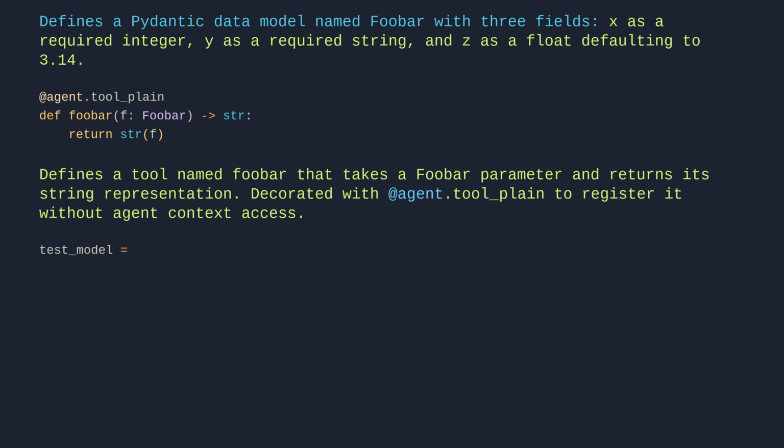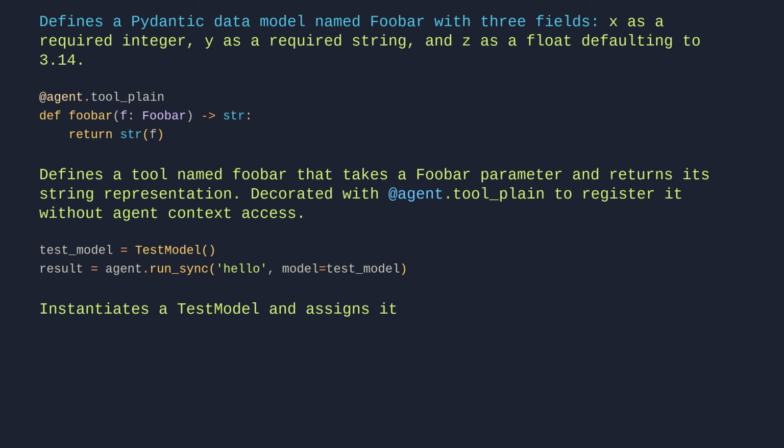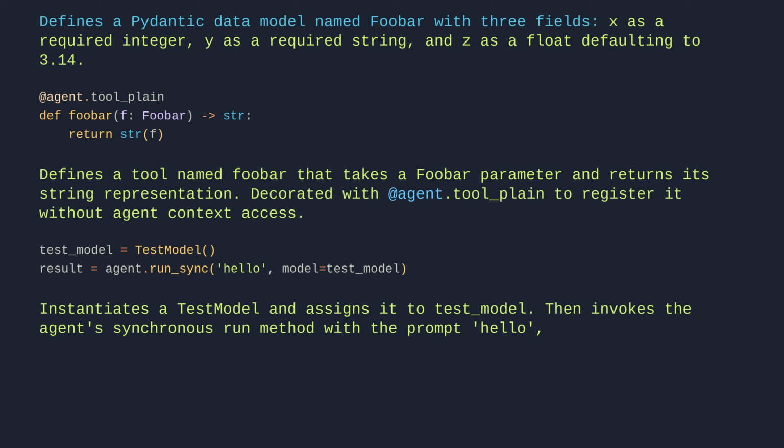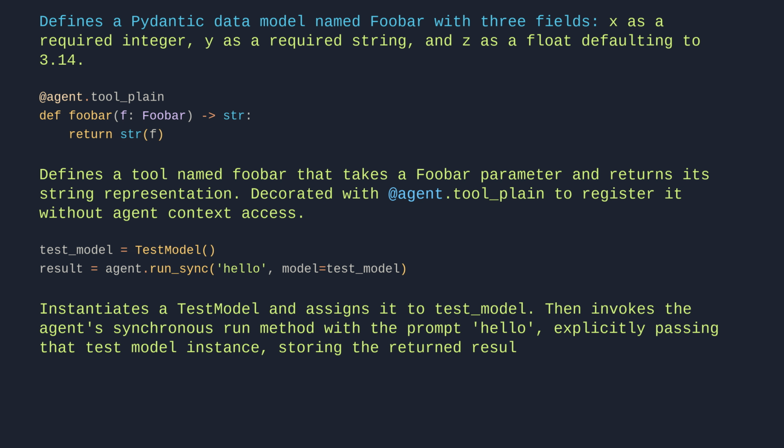test_model = TestModel(). result = agent.run_sync('hello', model=test_model). This instantiates a TestModel and assigns it to test_model, then invokes the agent's synchronous run method with the prompt hello, explicitly passing that TestModel instance and storing the returned result object.